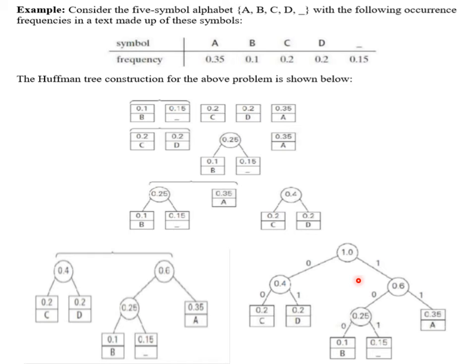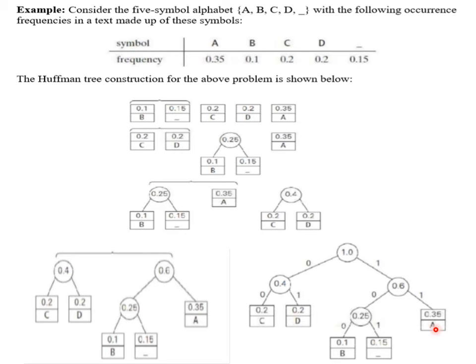Now if you want to code it, what is the code word for C? The code word for C is 0 0, and similarly 0 1 is the code word for D. Similarly, 1 0 0 is the code word for B, 1 0 1 is the code word for underscore, and 1 1 is the code word for A.